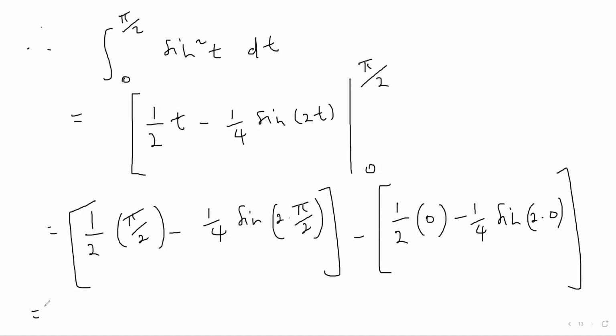So now we have this minus this bracket. Work it out, and you find that you just end up with pi over 4. So this is just equal to pi over 4. That's the answer to this definite integral.